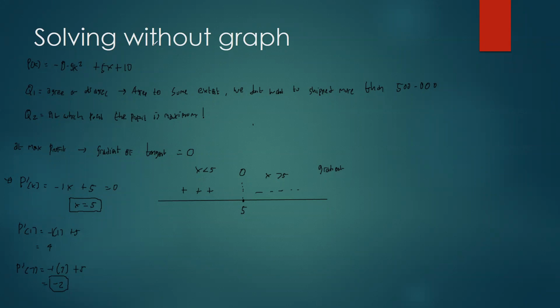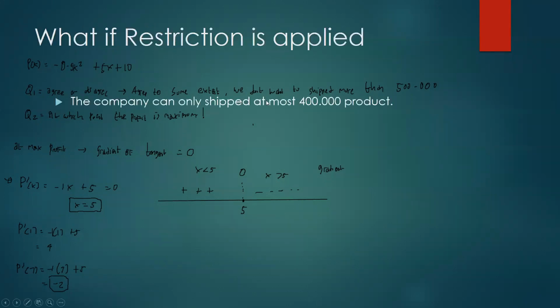Yeah. Okay. Now, what about if we apply a restriction into the equation? So what can we do? If we apply a restriction like what we have in here, the company can only ship at most 400,000 products. So in that case, we take a look at the sign diagram again on the gradient. Yeah. So what is the instantaneous rate of change when the product is at 400,000? As we can see on the sign diagram here, for any x value less than 5, the gradient or the instantaneous rate of change will still be positive.